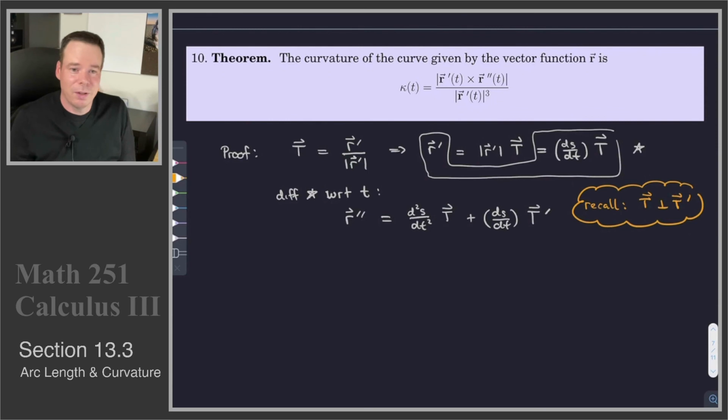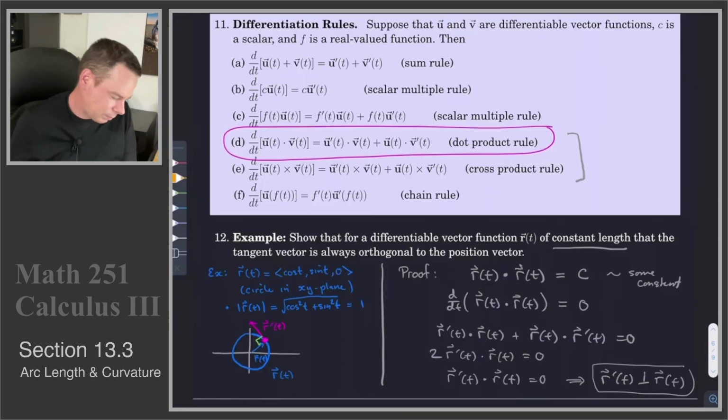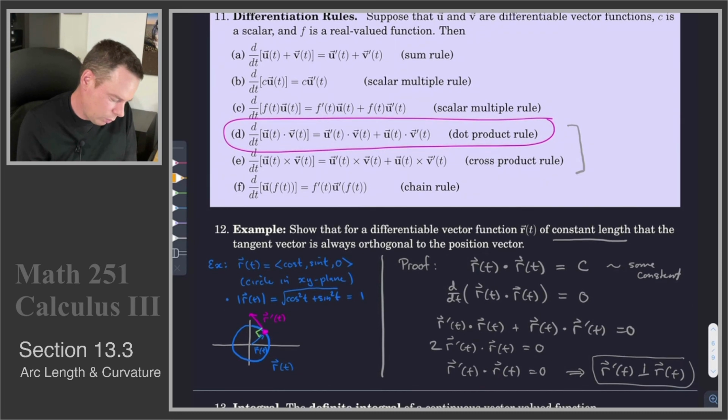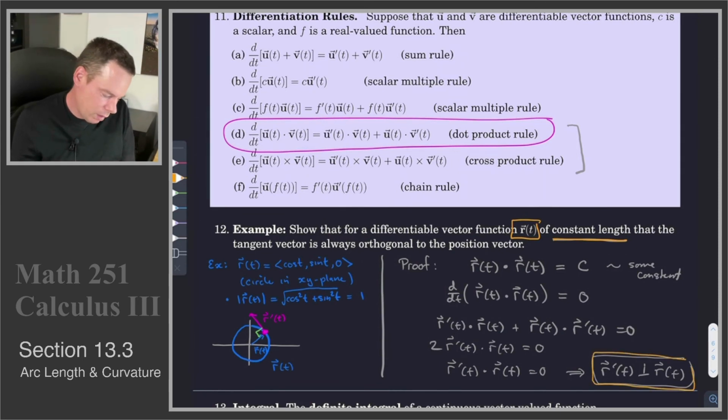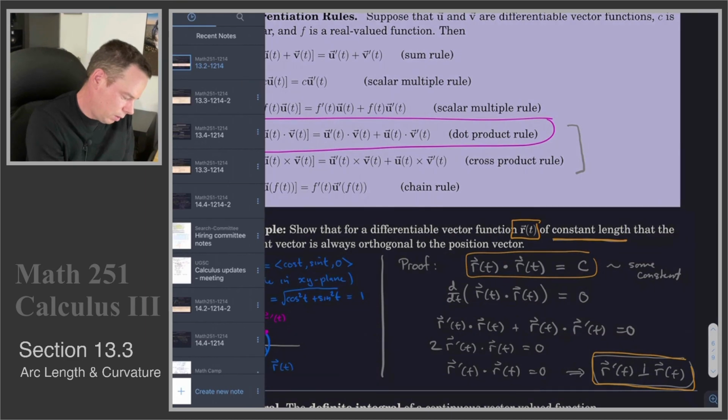And you may say, I don't recall that. When did we ever use that? And we'll go back to it and see. Right after we stated the differentiation rules for vector valued functions, we had this example number 12. And the example number 12 said, show that if we have a vector function that has constant length, that its tangent vector is orthogonal to its position vector. So in other words, its derivative and itself are perpendicular. And that's what we concluded here. And we got it by just knowing that if they were perpendicular, their dot product was a constant, and so we differentiate through and we get that the dot product of r prime and r had to be 0. That's what we're going to use right here.